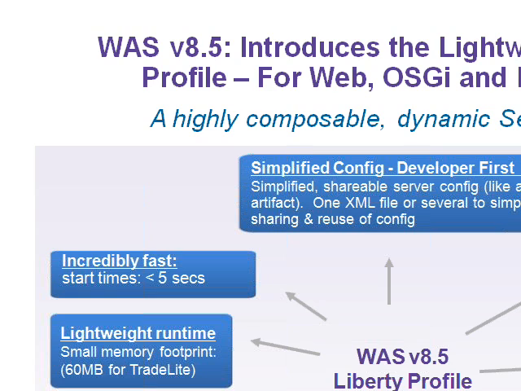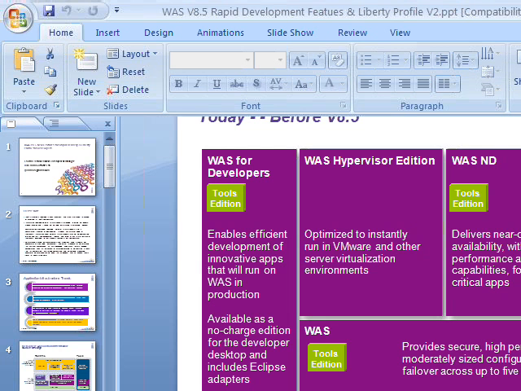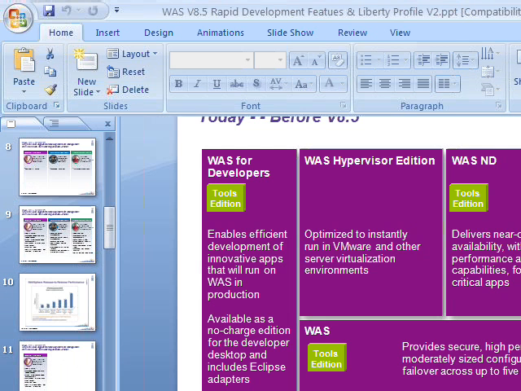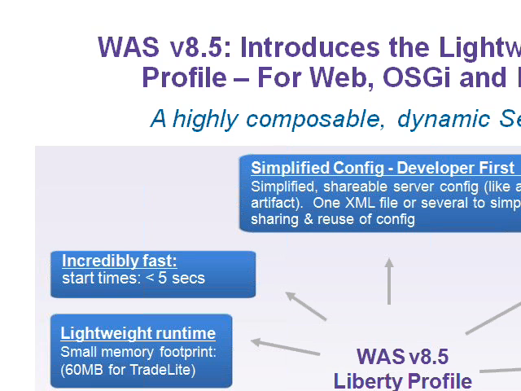So Liberty Profile 8.5 has one simplified configuration file with a developer focus. Now there is only one file called server.xml into which all the configuration goes, unlike having multiple files for configuration of various components. Your application configuration and artifacts also go into the same file.